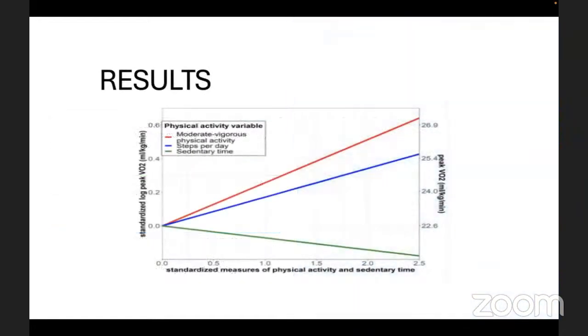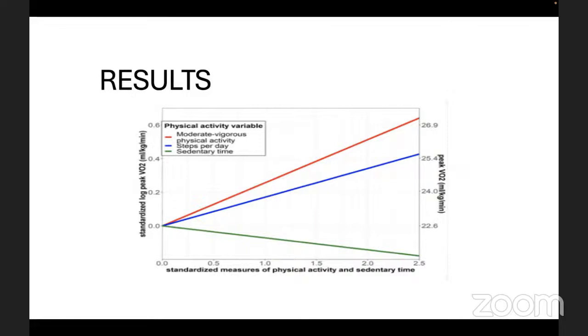Next, please. So the results here are quite striking: both types of physical activity, the regular steps and the moderate vigorous physical activity, show an increase in the peak oxygen consumption, while the green one is the sedentary time.